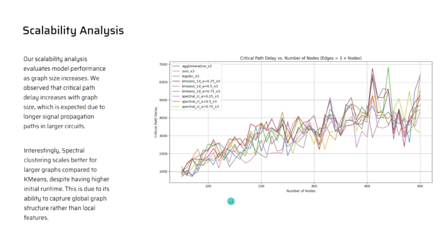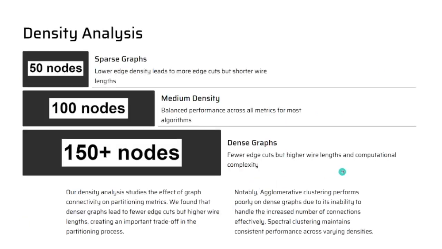Then came our density analysis, where we divided things into sparse graphs, medium density graphs, and then dense graphs. It studied the effect of graph connectivity on partitioning metrics. We found that denser graphs led to fewer edge cuts but higher wire lengths, creating an important trade-off in the partitioning process.